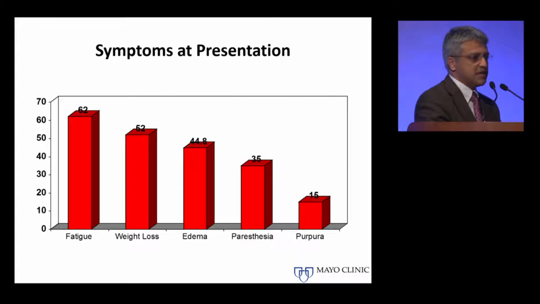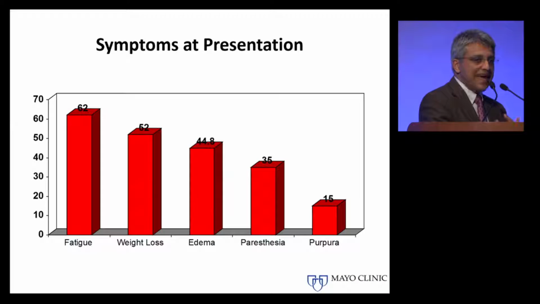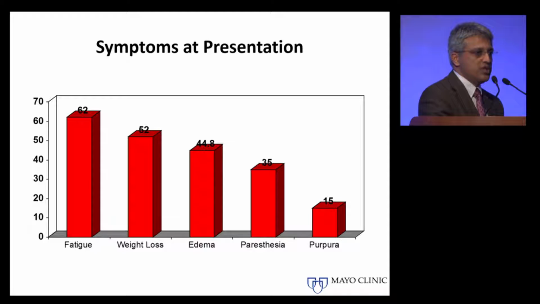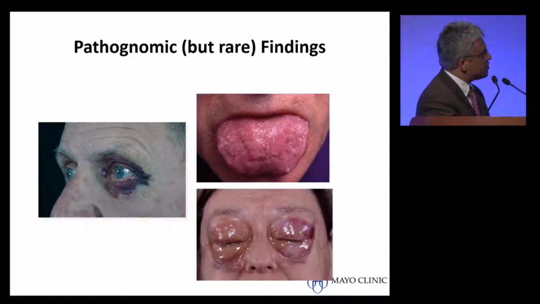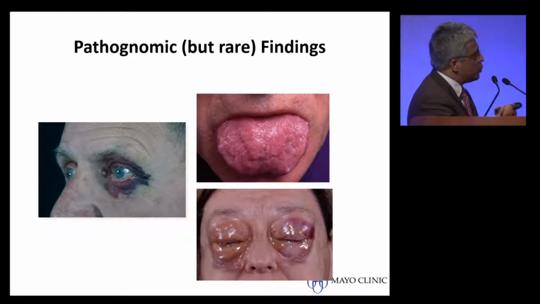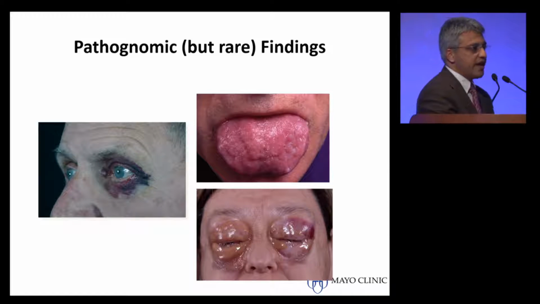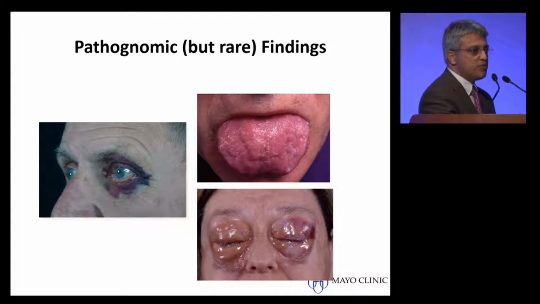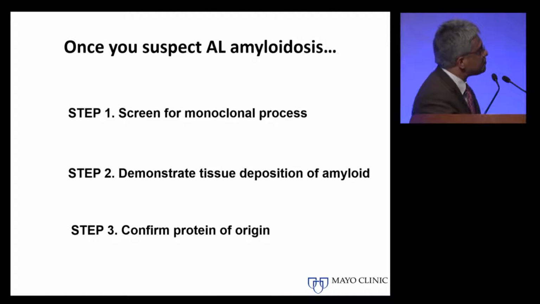Now, when you think about the symptoms that patients with light chain amyloidosis present with, symptoms like fatigue, weight loss, edema, paresthesia, none of these symptoms are characteristic of one disease. They are very common symptoms, and amyloidosis is not the first thing you think about when a patient comes to you with these symptoms. However, when somebody comes in with findings like this, which are very characteristic, there's no mistake. The diagnosis is pretty clear. However, a very small fraction of patients will come to the clinic with these kinds of features.